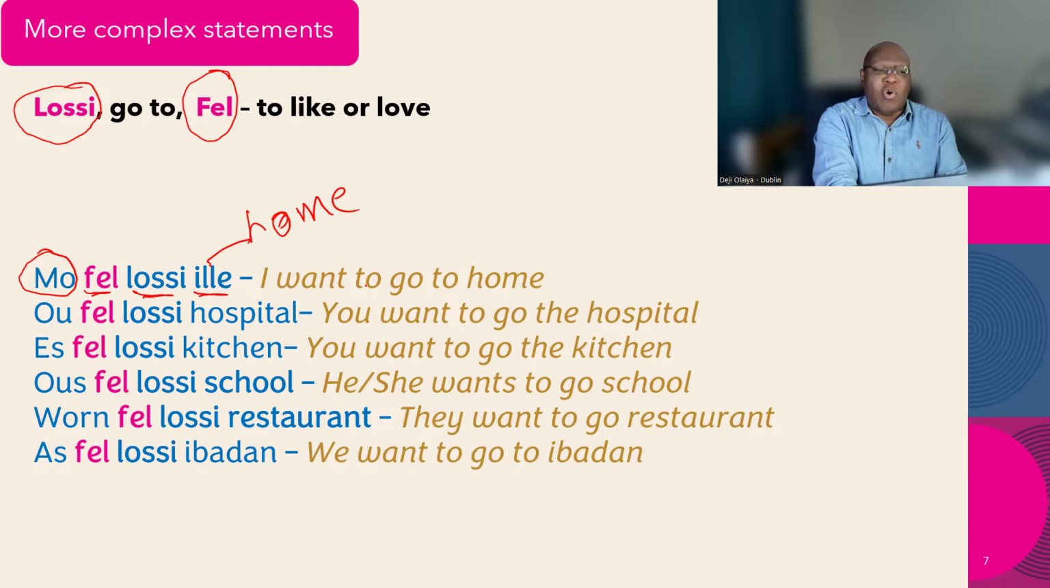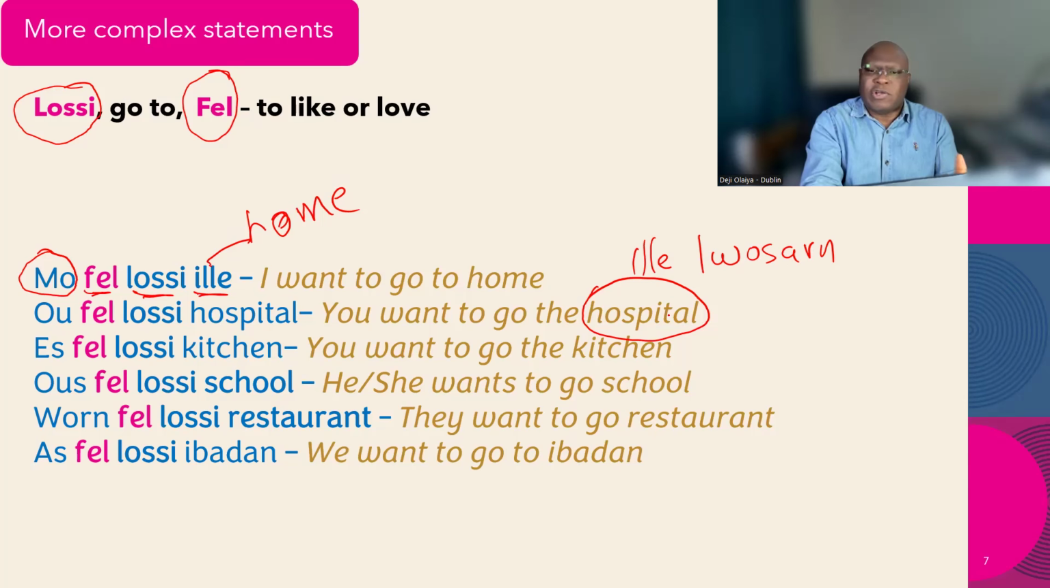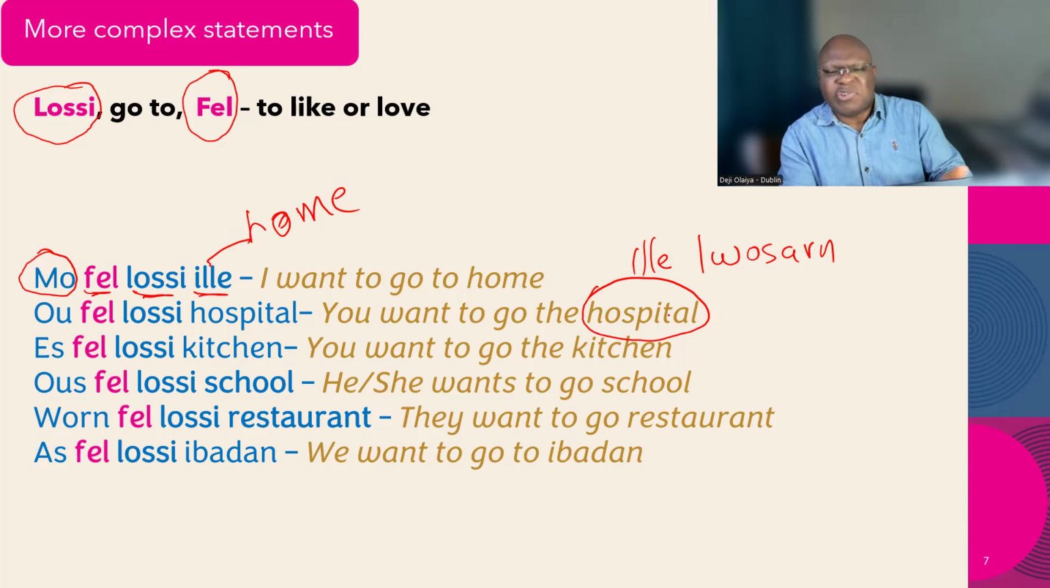Look at the next one. O, that is you. O fẹ́ lọ sí hospital. You want to go to the hospital. In Yoruba, hospital is ilé ìwòsàn. That is the way it's called. But in Digital Yoruba, you can use hospital. It's okay.